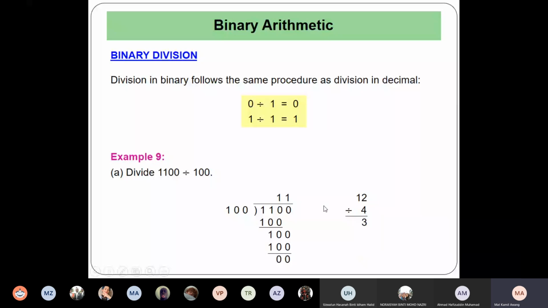So if you want to check, 1100 is 12, 100 is 4. So 12 divided by 4 is 3. 3 basically in binary is 1, 1. Okay. Clear, simple.